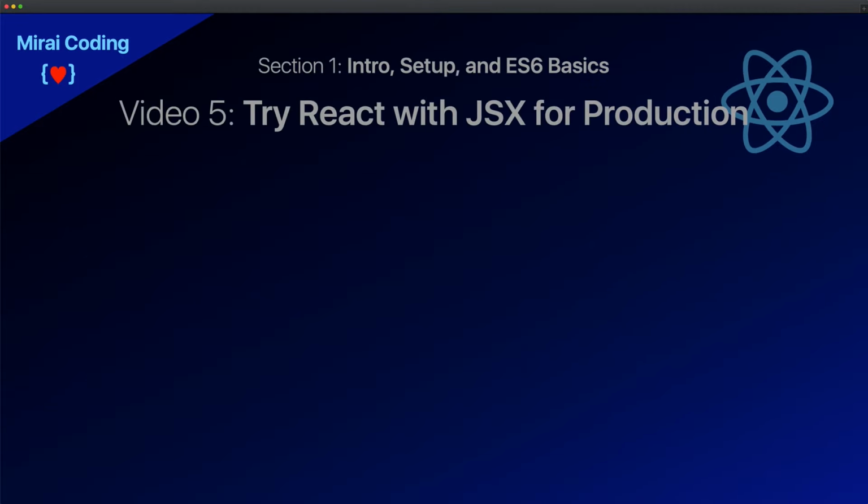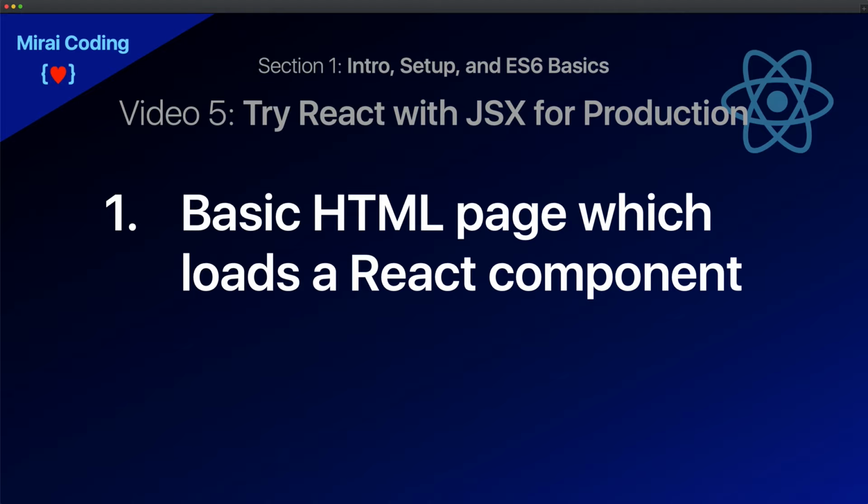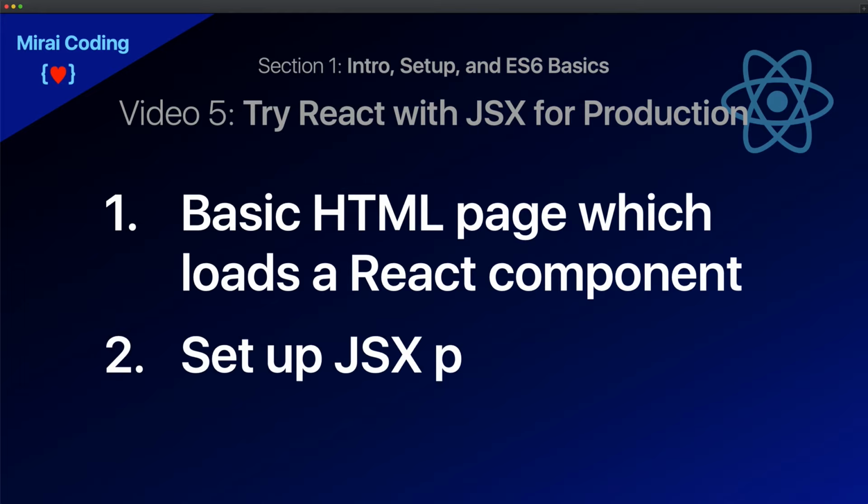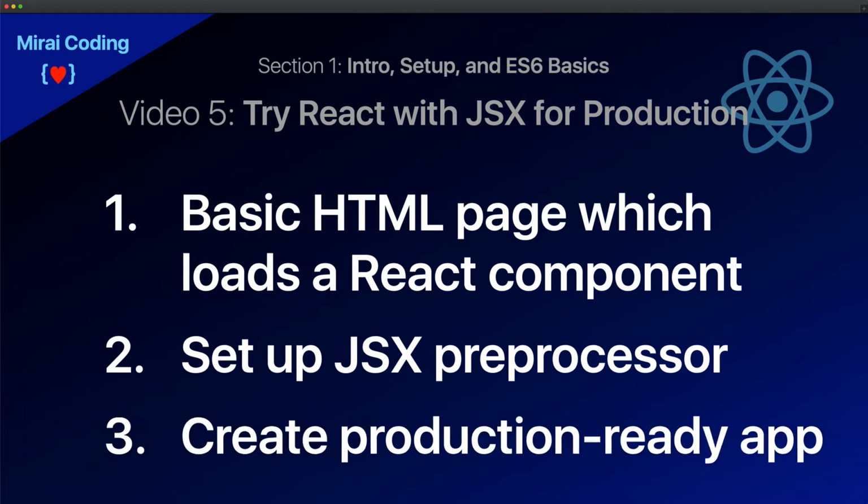Section 1. Video 5. Try React with JSX for production. 1. We will set up a basic HTML page, which loads a React component from a separate file. 2. We will install some software packages to compile our JSX code into JavaScript, in a preprocessing step. 3. With this toolchain, we can create production-ready React applications.